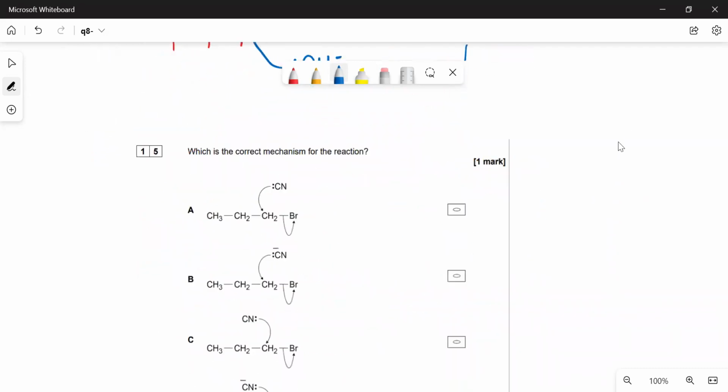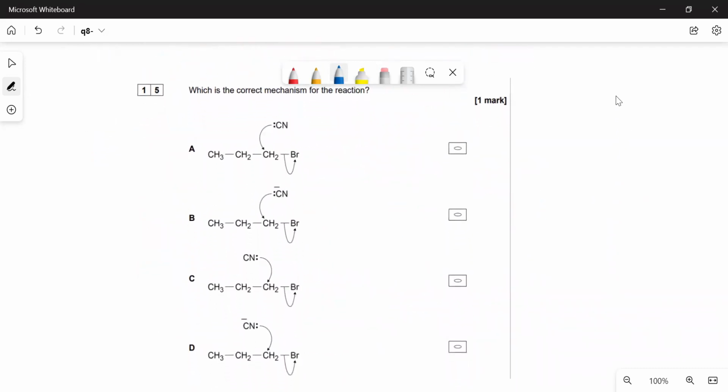Which is the correct mechanism for the reaction? So I've just written the mechanism, but this is wrong because the cyanide has a negative charge on it. There's no negative charge on it. This is right. That's delta positive. That lone pair will attack that carbon, and then the carbon-bromine bond breaks. So that is the right one.